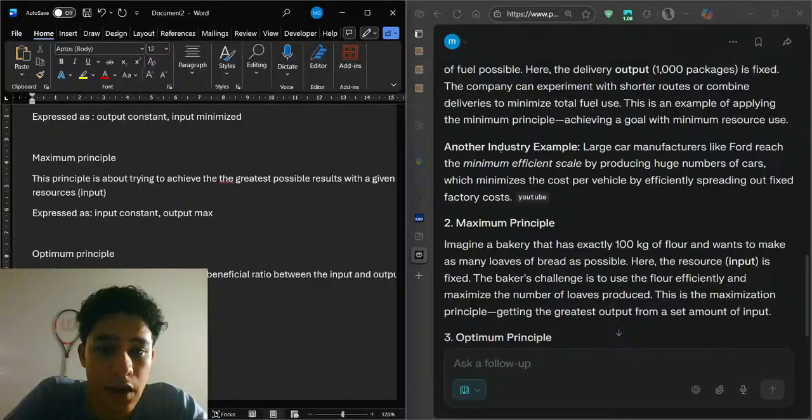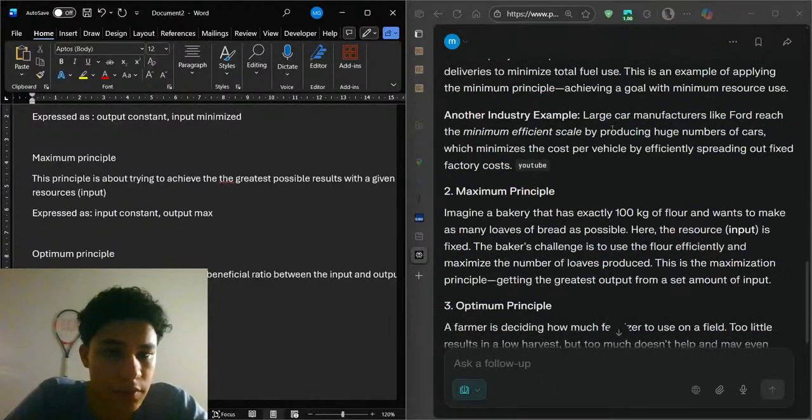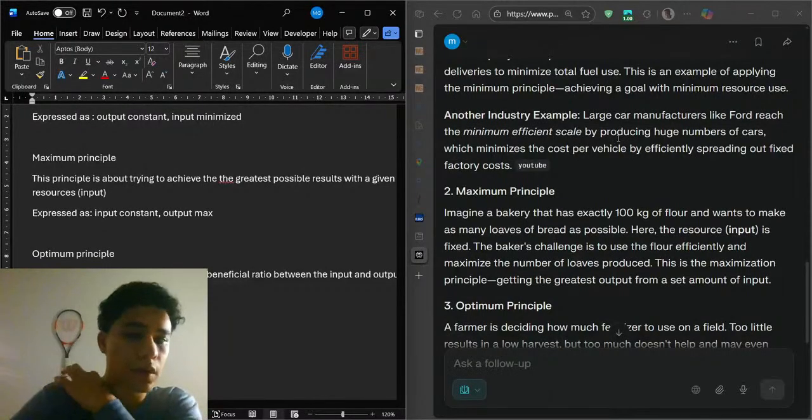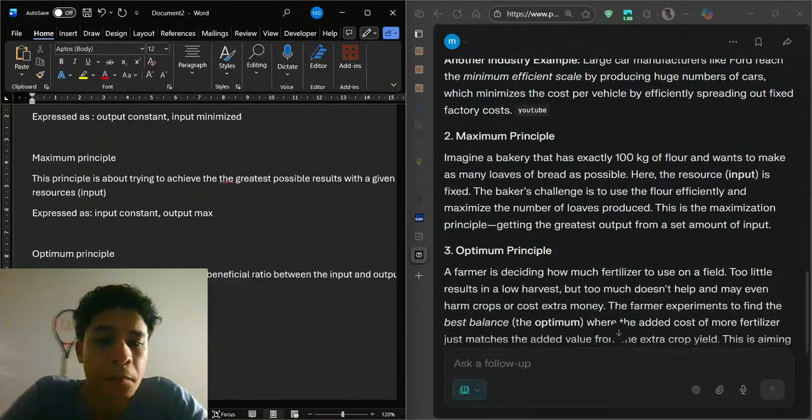resource use. Another industry example: large car manufacturers like Ford reach the minimum efficient scale by producing a huge number of cars, which minimizes the cost per vehicle by efficiently spreading out fixed factory costs.